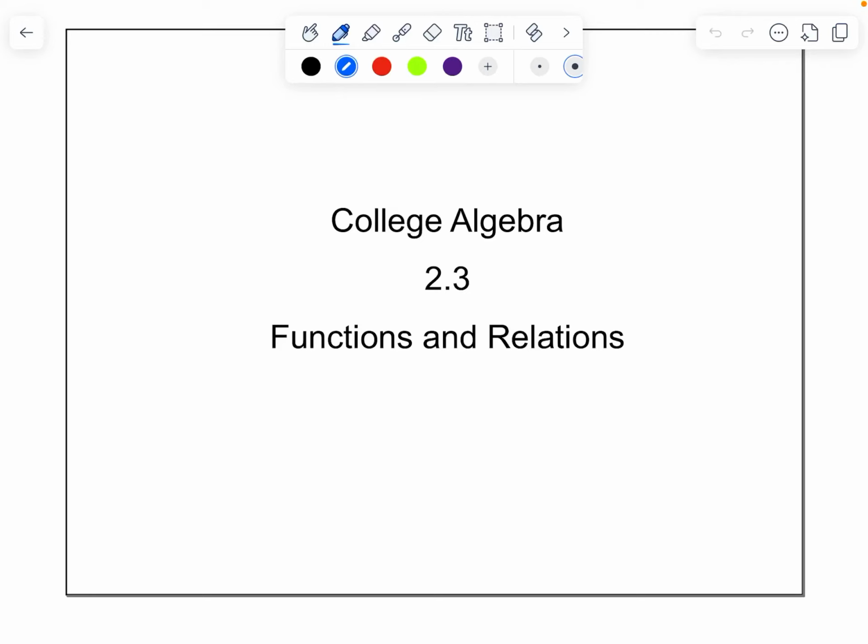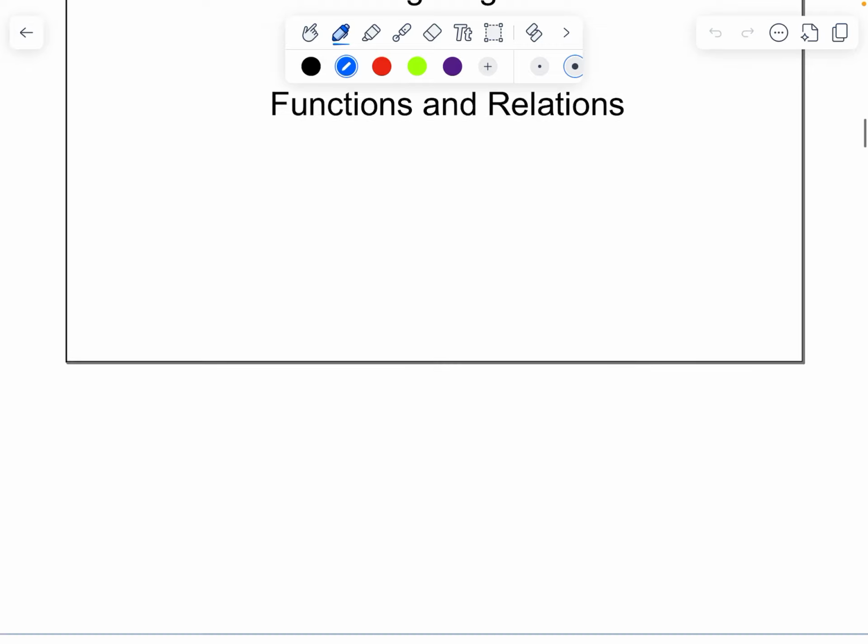We're on to Unit 2, which is all about functions and graphing. We're sort of starting out of order here with 2.3, which is functions and relations.